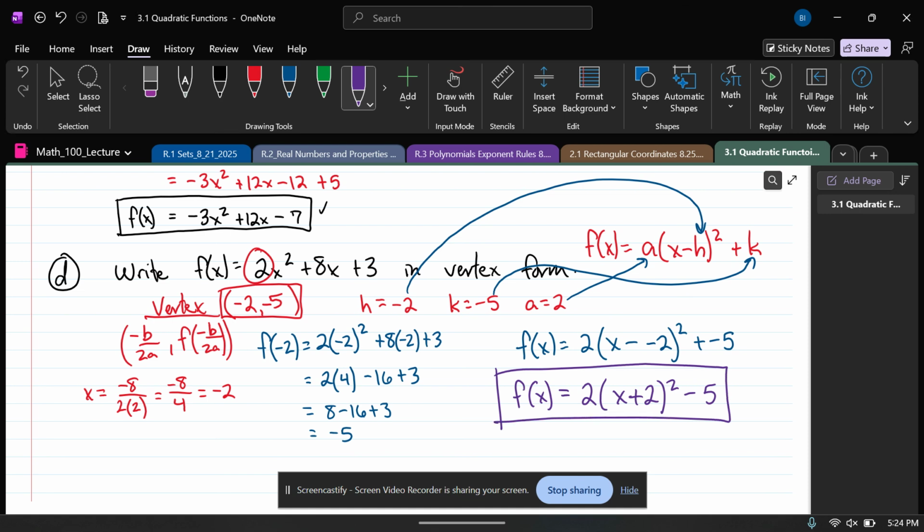And there we have our vertex form. And again, I can verify that by graphing the standard form and then graphing the vertex form on top of it. If it matches up, then I did it right. If it doesn't match, I did it wrong. Okay? So that's what I'm going to do next.